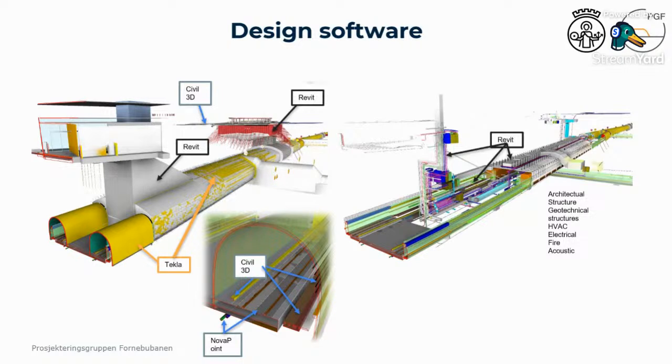And for the building design, we mainly use Revit. We use it for architectural, structural, geotechnical, HVAC, electrical, fire, and acoustics. What's more, we use Tekla Structures for tunnels, and also for blasting and concrete lining, and NovaPoint and Civil 3D. We use them for rail technicalities, for water and sewer systems, for power supply along the rail, landscaping and terrain modeling, and geological models.